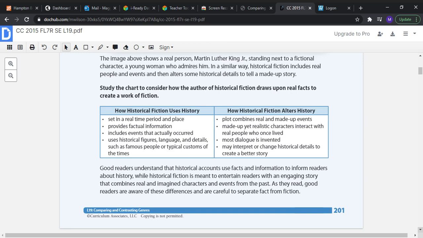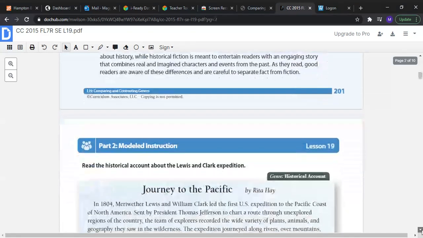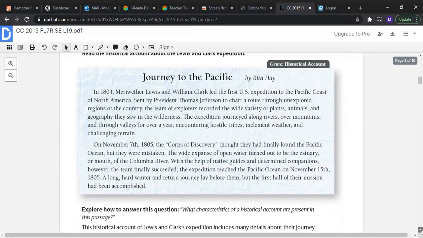Good readers understand that historical accounts use facts and information to inform readers about history, while historical fiction is meant to entertain readers with an engaging story that combines real and imagined characters and events from the past. As they read, good readers are aware of these differences and are careful to separate fact from fiction. Let's go to part two.